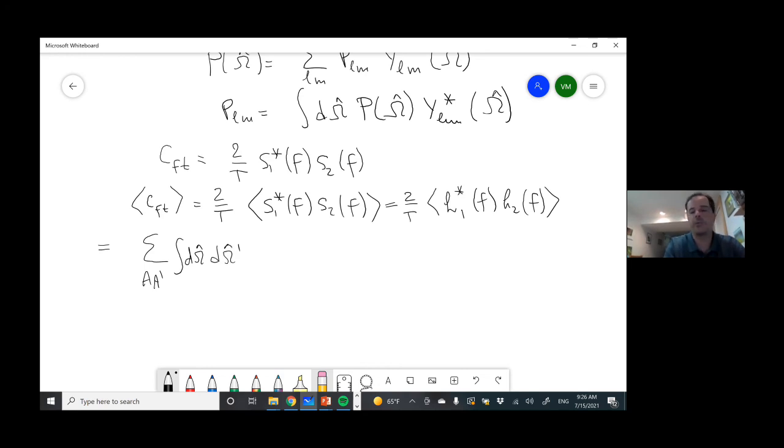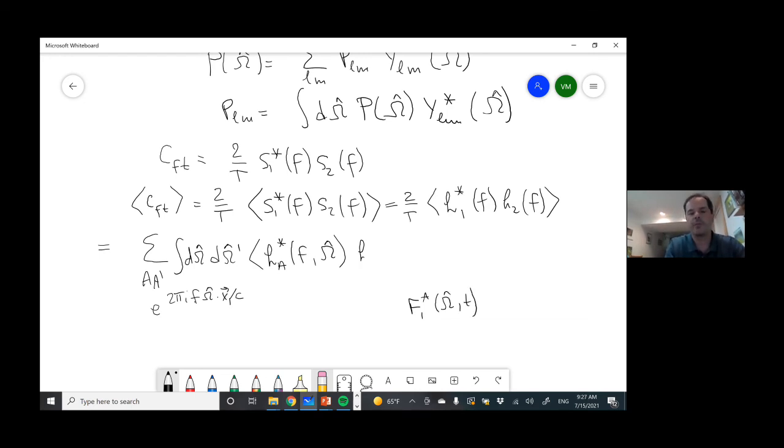And then we will have, for the first one, for the H1 star, we will have h_A star of f and omega. And then we will have the exponential term, e to the 2 pi i f omega dotted into x1 over c. And then we will have the f1, which is a function of omega and time as well.